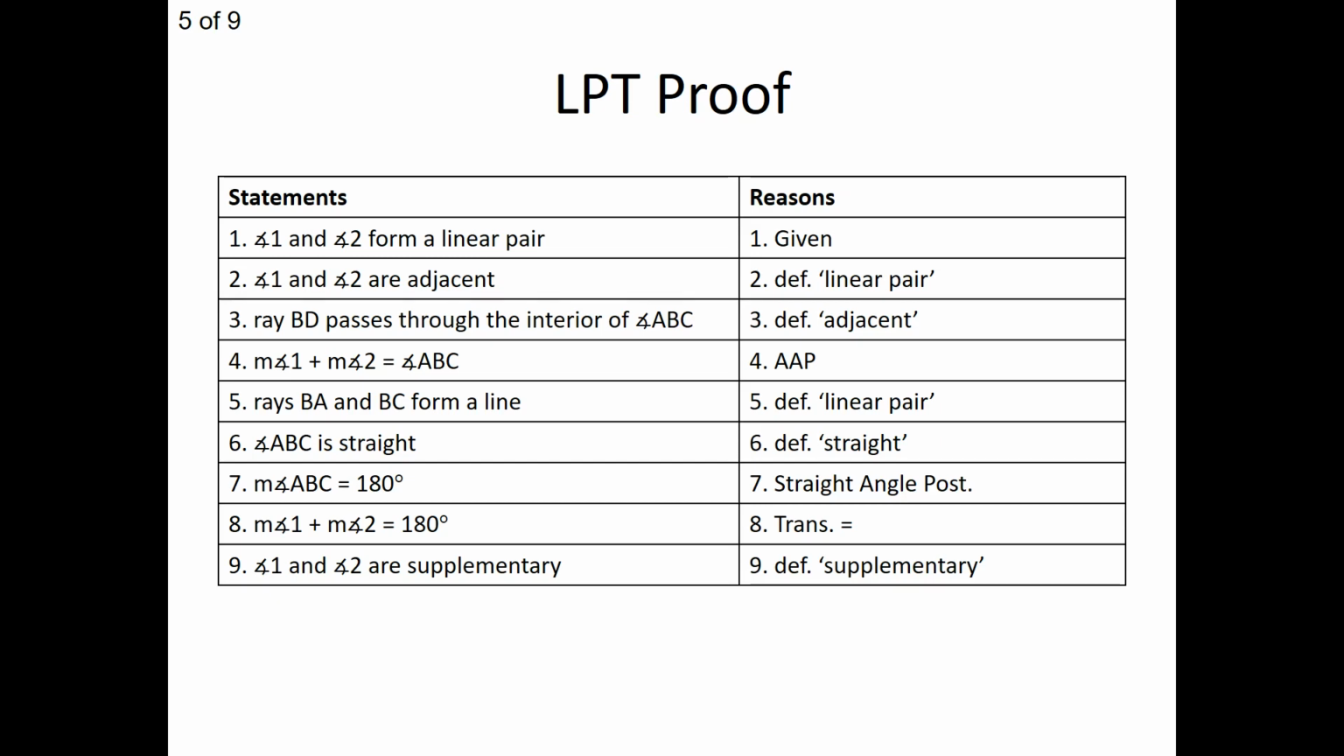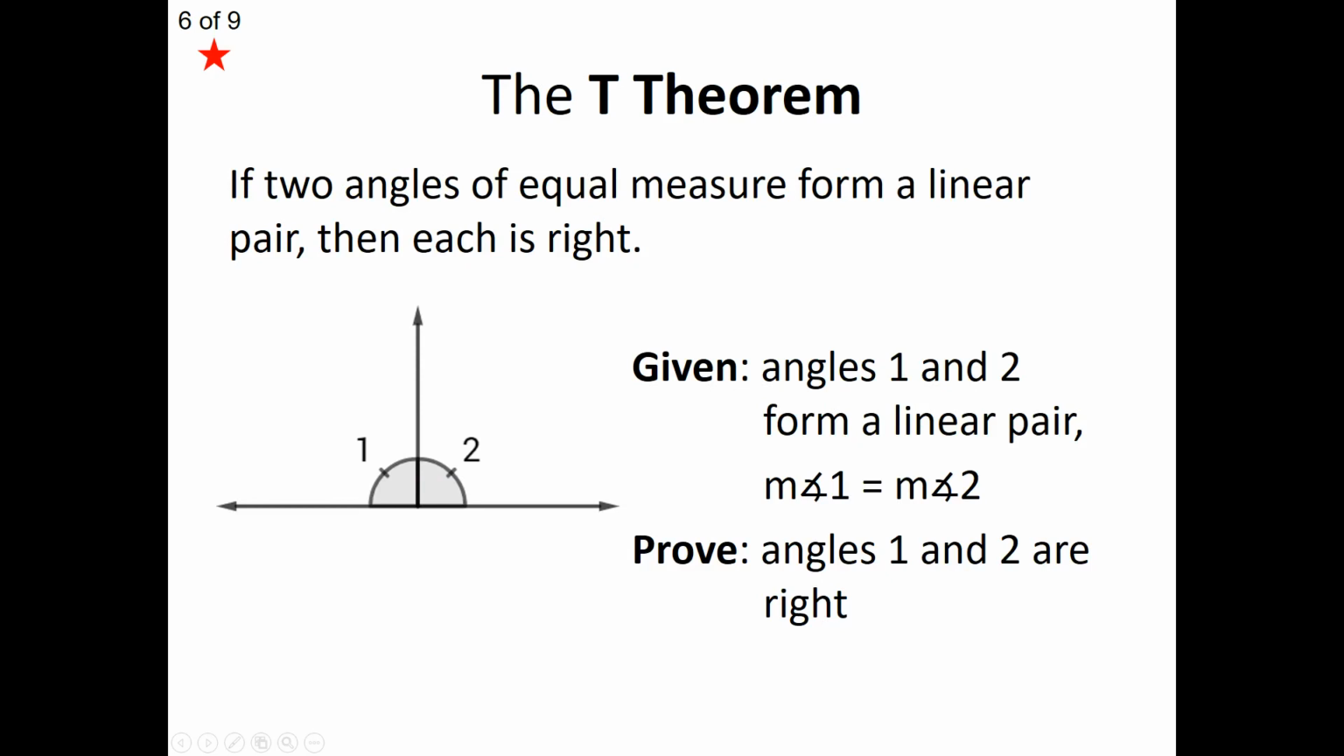And so these are really the exact same statements that we saw with the flow chart, but now they're nice and organized into this two-column format. Let's take a look at another one of our fundamental angle relationships. I like to call this proof the T theorem, because in our diagram, it looks like a T, or an upside down T at that.